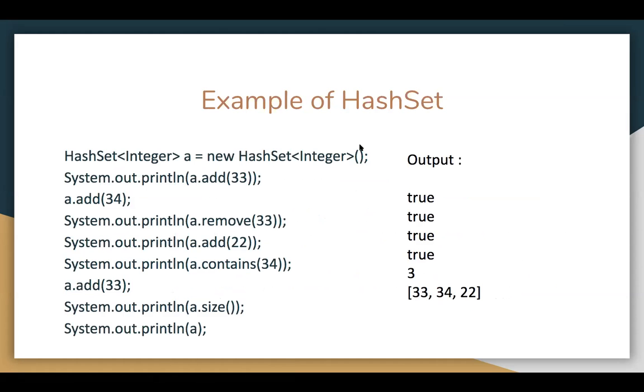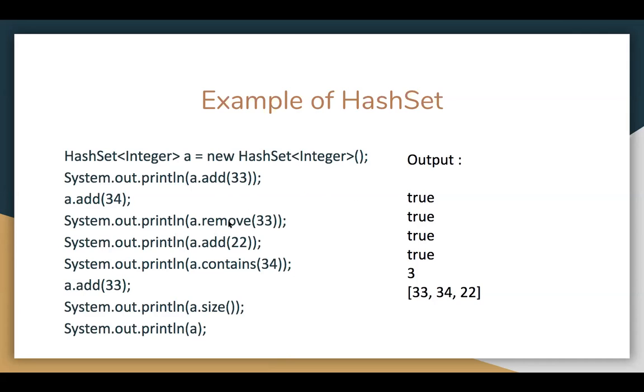So, an example of hash set. You can see here that I created a hash set of integer. And here I printed out a.add 33, a.add 34. And then in here I remove. Okay, so I should probably go through. Going back to here, it becomes true since there hasn't been a 33 before this. So it outputs true.